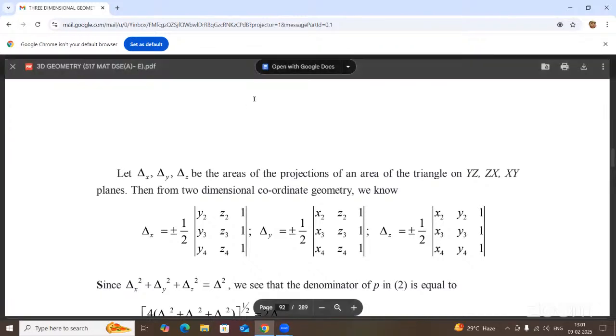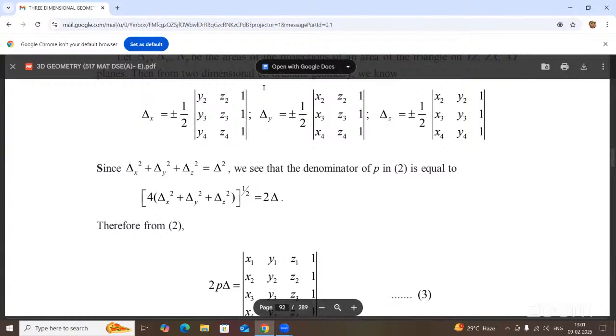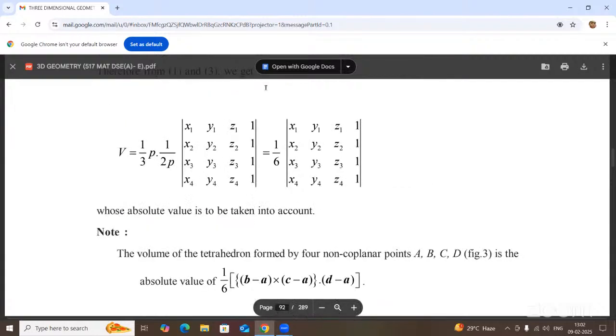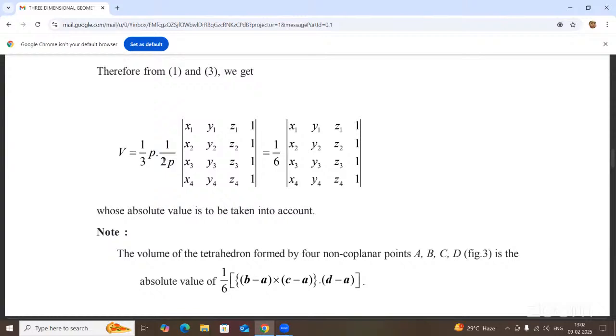Finally, delta square equals delta x square plus delta y square plus delta z square. So the denominator of p is equal to 4 times (delta x square plus delta y square plus delta z square) whole power 1 by 2, which equals 2 delta. So 2 p delta equals that, which is the concept. Finally, volume equals 1 by 3 into small p into 1 by 2p of the given determinant. Finally we get the expression: 1 by 6, p is cancelled, mod of the determinant x1, y1, z1, 1; x2, y2, z2, 1; x3, y3, z3, 1; x4, y4, z4, 1. This is the volume of the tetrahedron.